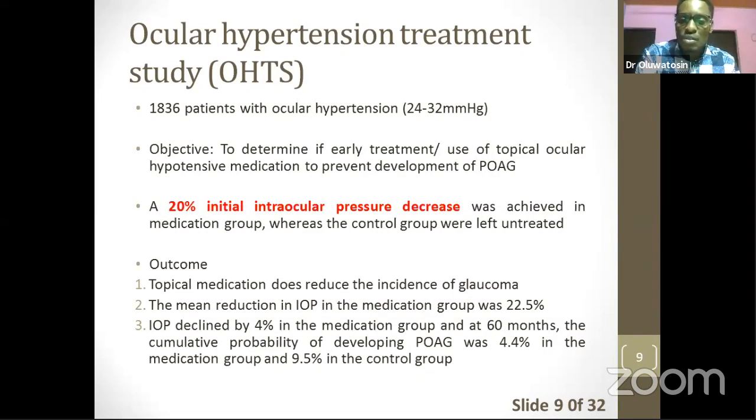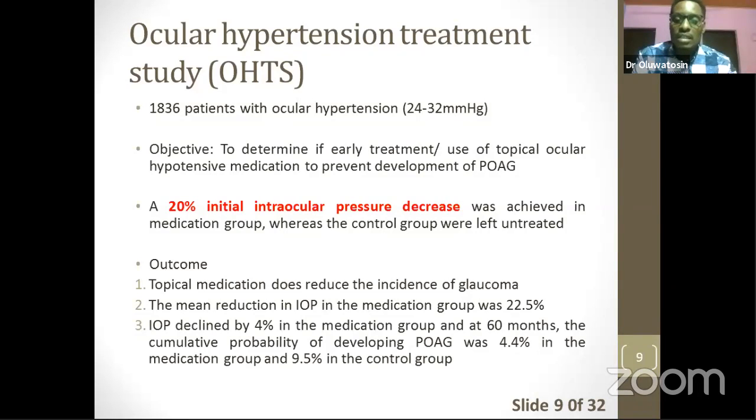The outcome of the study showed that topical anti-glaucoma medications actually reduced the incidence of primary open angle glaucoma, and the mean reduction of intraocular pressure in the treatment group was 22.5%. It was also noticed that there was a decline in the progression of the disease in the treatment group over 60 months.